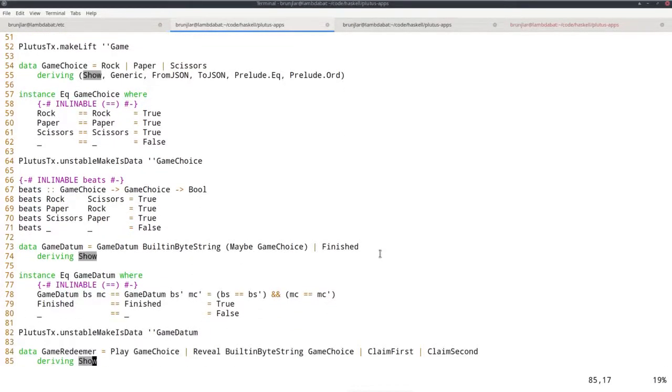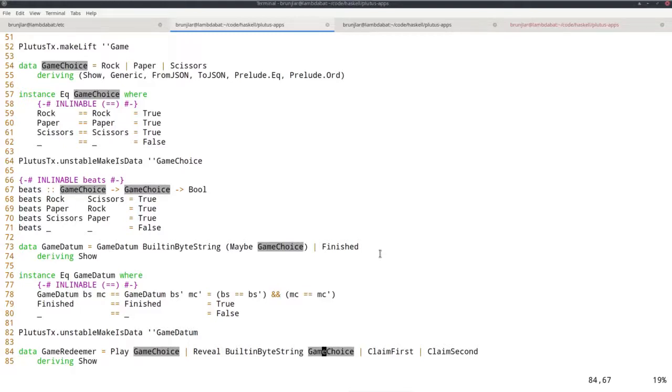There's one more change you need to make to the redeemer type. Earlier, in the reveal case, we only had to provide the nonce. We didn't have to provide the actual move that the first player made, because he would only reveal if he won, so if he made the same move that the second player made. So this was redundant information and we didn't need it. But now we do need it, because there are 2 possibilities for what the first player could have done.